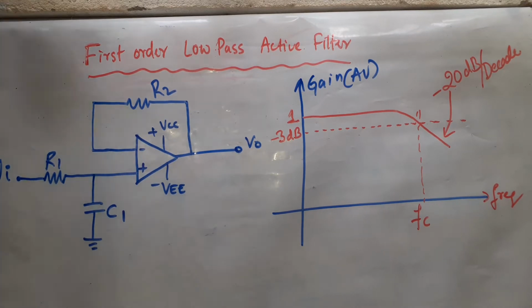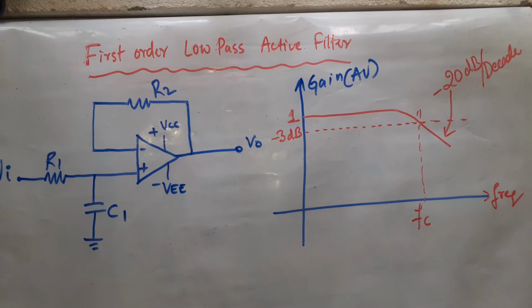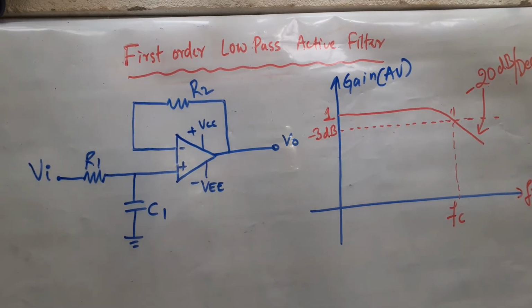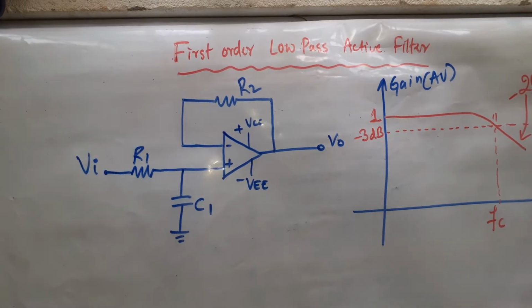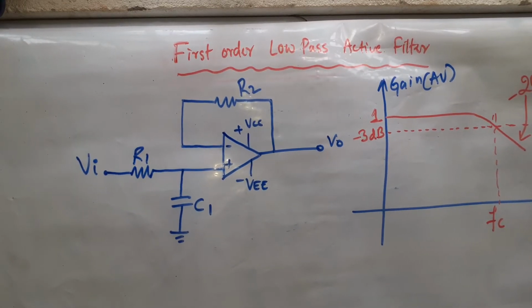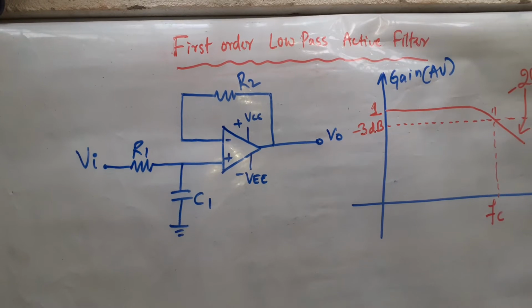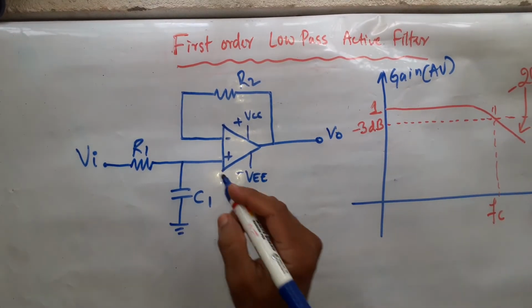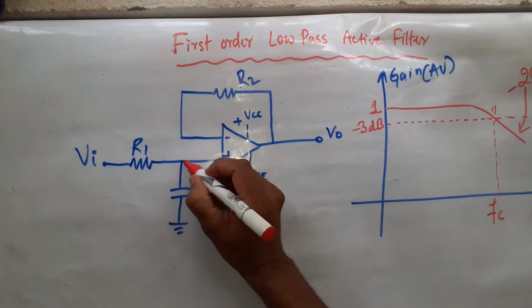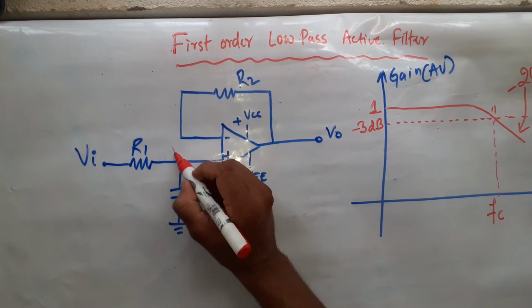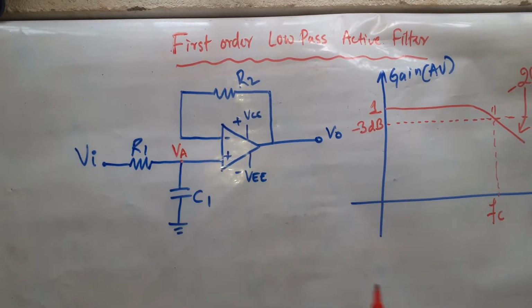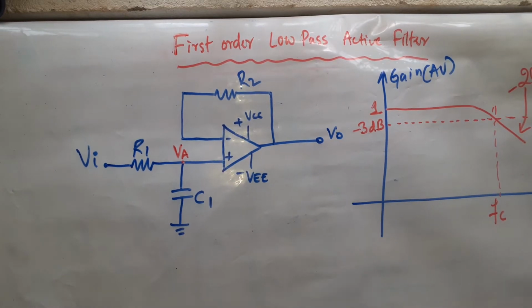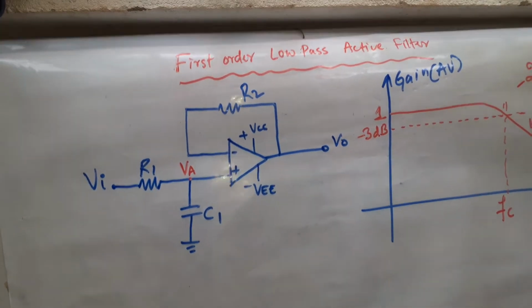Let us see the design and derivation for this. How will you get R1, R2, C1 value? And how does it work? How it becomes low pass filter? Now let me call this point as VA. I'm just assigning a name because I will be using it.